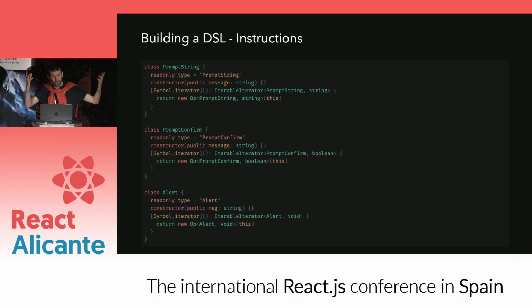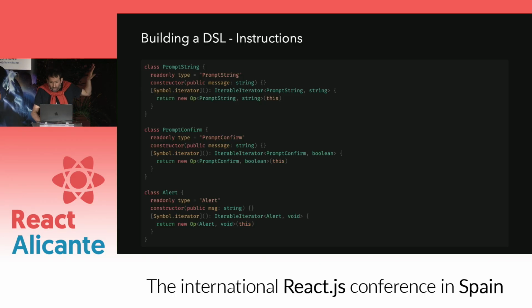We have a prompt string instruction, we have a prompt confirm and an alert, and we see that they are typed, because every instruction, for example, prompt string, says that it expects back an OP that returns a string. So we will yield an OP prompt instruction and wait for a string back. The same goes for confirm, which will yield a confirm instruction but expect a Boolean back. And the alert won't expect anything back.